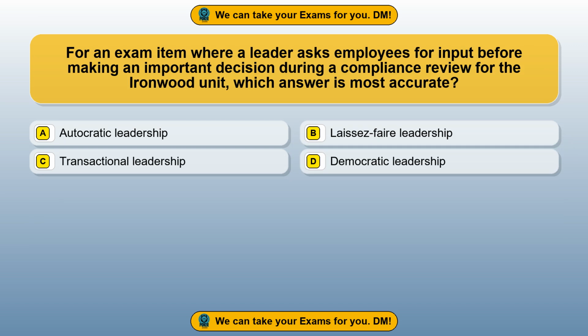Question 84. For an exam item where a leader asks employees for input before making an important decision during a compliance review for the Ironwood unit, which answer is most accurate? Option A, autocratic leadership.